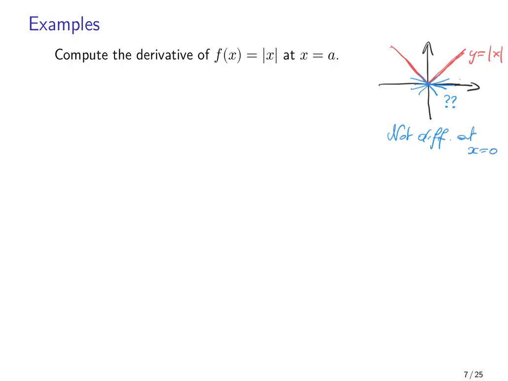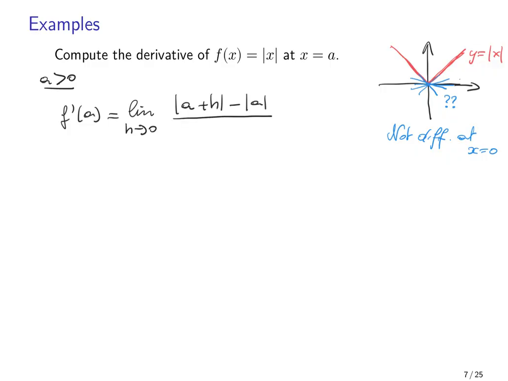Okay, now let's do some calculations. Let's compute f prime of a. And let's first assume that a is positive. Then our derivative is the limit as h goes to 0 of the absolute value of a plus h minus the absolute value of a, divided by h. Now, there's a few simplifications here that we can make. So we assumed that a is positive, so the absolute value of a is going to be just a. The absolute value of a positive number is just that number.